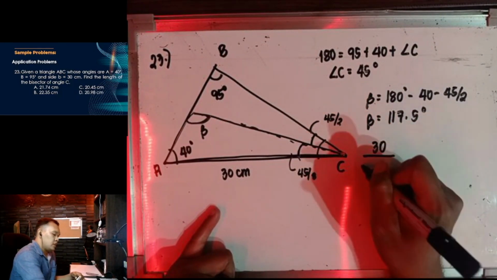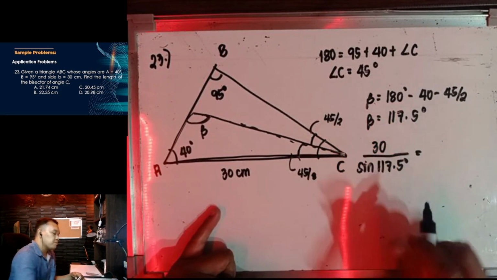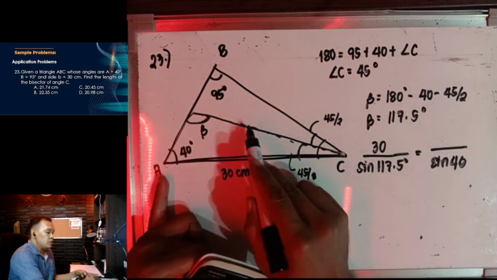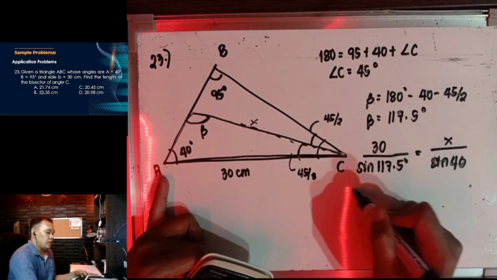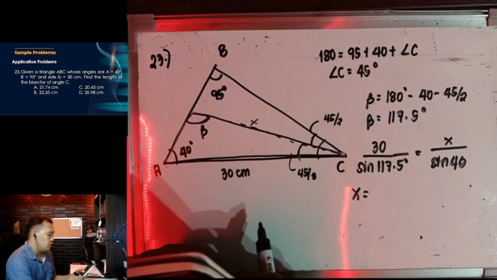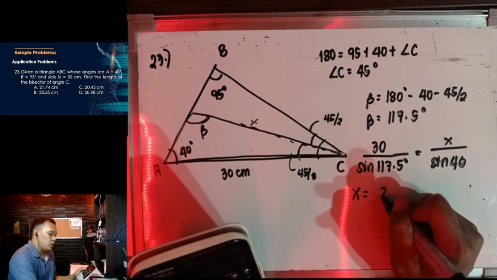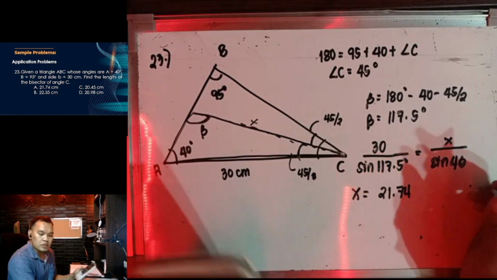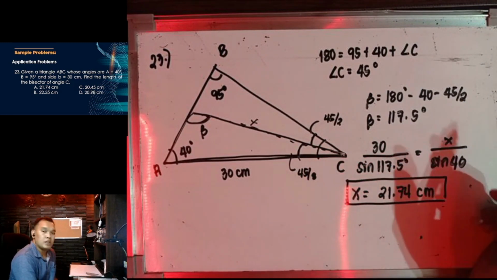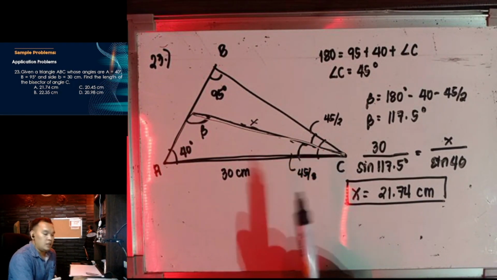30 all over sine 117.5 degrees is equivalent kay sine 40, which is itong sine dito, times yung itong pinapahanap na to, si x. Okay. X is equivalent kay 30 sine 40 all over sine 117.5. So we have here 21.74 centimeters, which is the value of x, which is the length pala nung ating bisector dun sa vertex C.